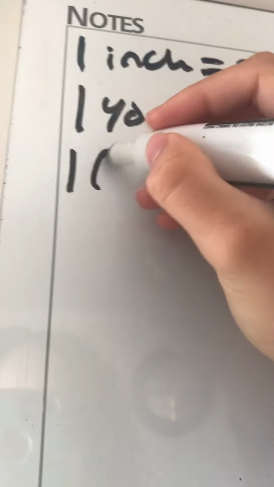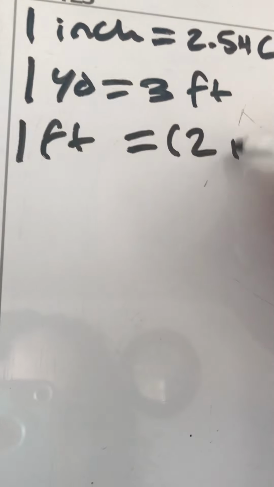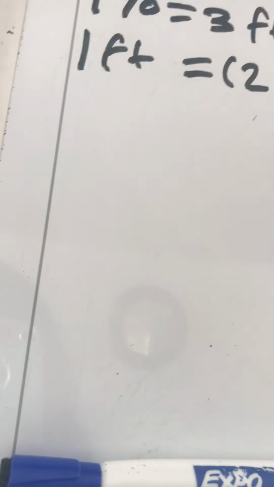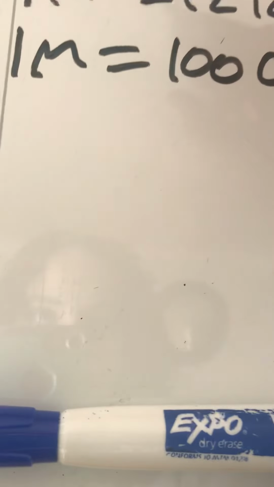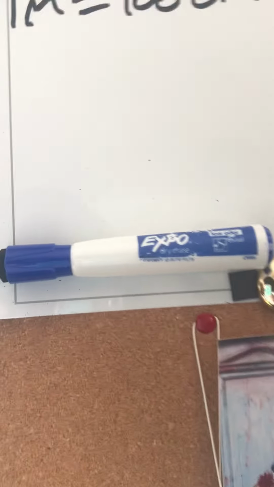Now, how can we get from inches to yards or to meters? We know that a yard is 3 feet. We know that 1 foot is 12 inches, so those inches are coming back into play. And we know that 1 meter is 100 centimeters. So now we have centimeters, inches, feet, yards, meters. How can we put all this together to get our answer?